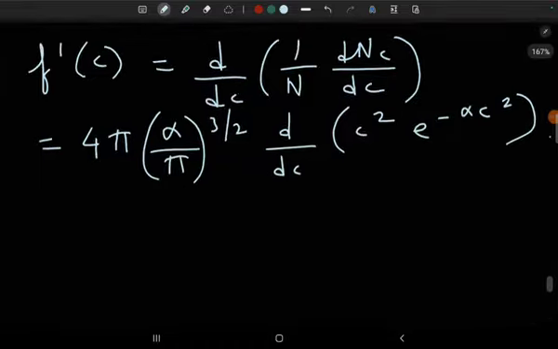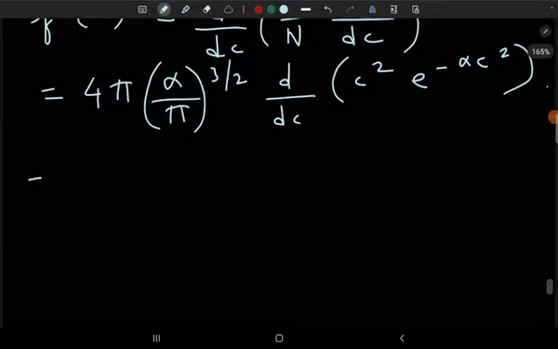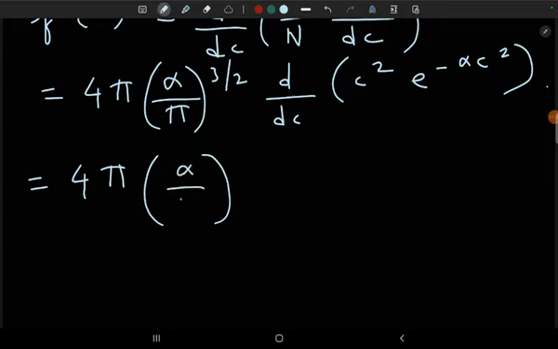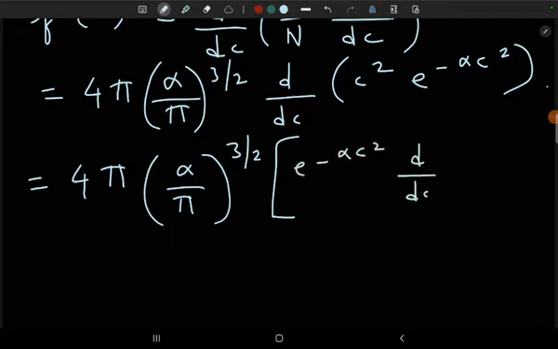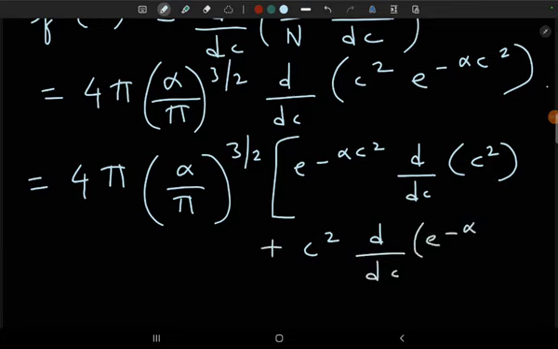And unfortunately there is no trick this time. We have to go for the complete solution. We have to solve this differentiation. The first term was e to the power minus alpha c squared d by dc on c squared, this is product rule. The second term was c squared d by dc on e to the power minus alpha c squared, with plus sign.